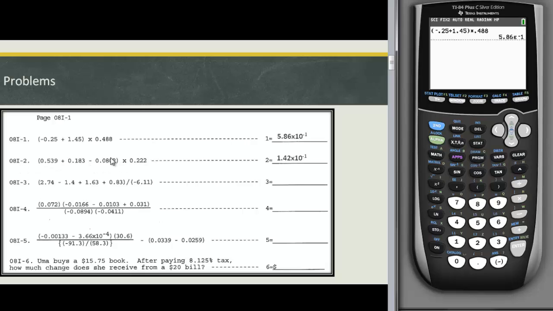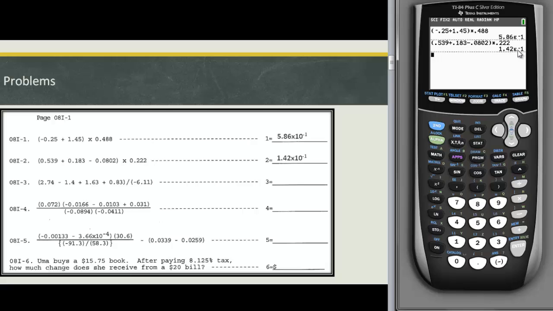It's pretty straightforward here. There's nothing complicated about this one. We're going to put it in as such. So we have the parentheses. I don't need the zero, so it's 0.539 plus 0.183 minus 0.0802 close parentheses times 0.222. When I hit enter there, I get 1.42 e to the negative 1.